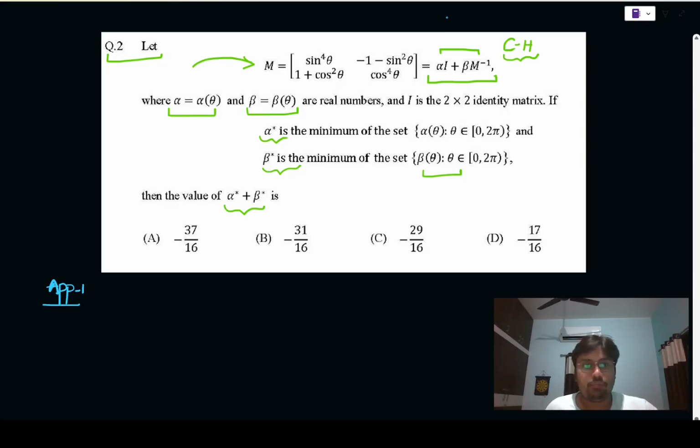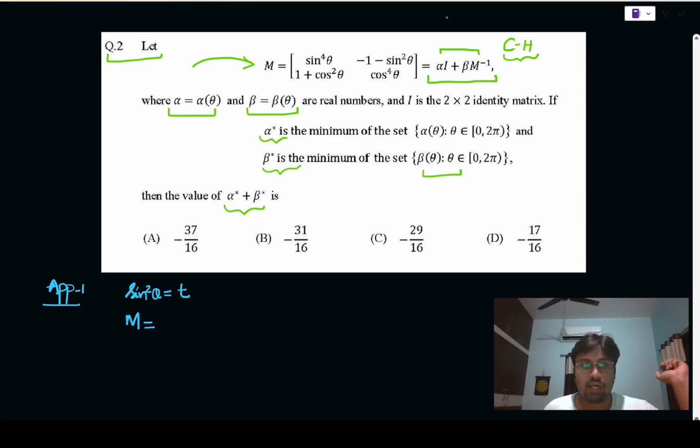For the normal approach, I would recommend people to just take sine square theta as t, because that would reduce the number of letters that you have to write. In an exam scenario, you can't keep on writing sine, cos, sine, cos. So just assume sine square theta as t just for the sake of convenience.